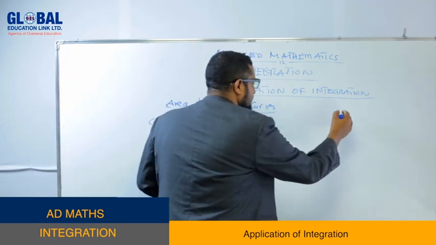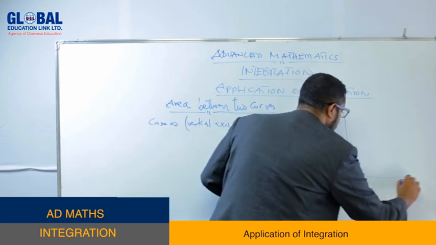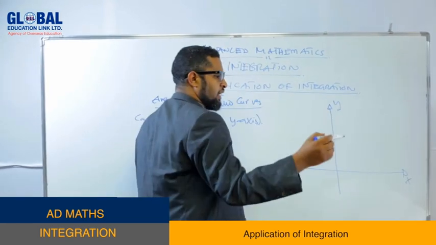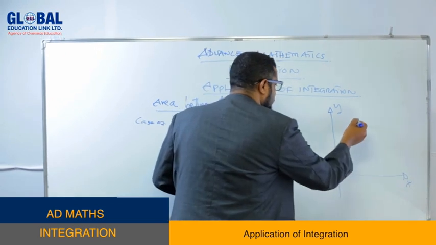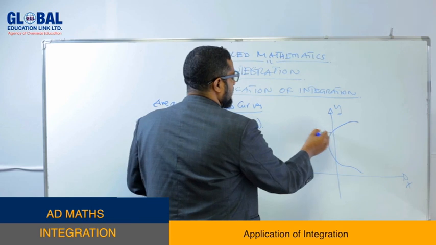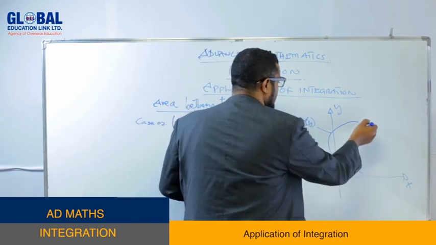Now, let's assume these are our two curves that are drawn or sketched in the xy plane. And the curves are of this nature. That is curve number one, we call it g of y. And we have the second one.